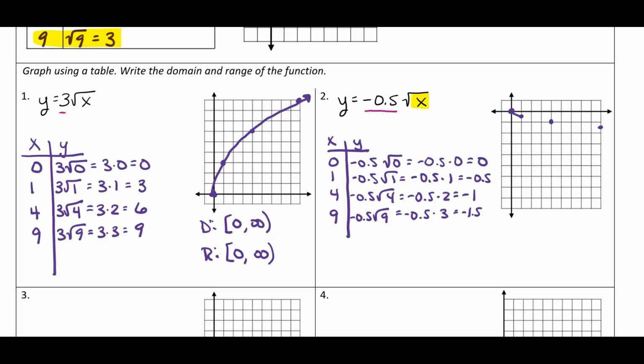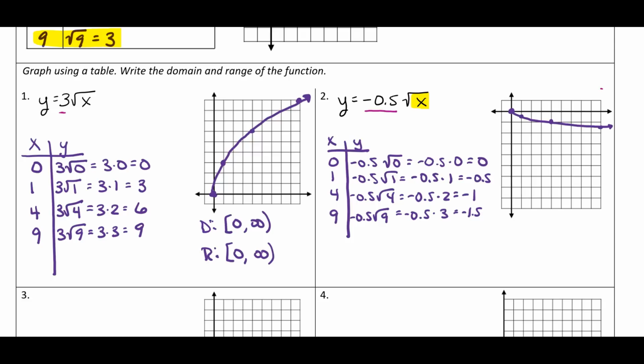So notice, just like we anticipated, this graph is reflected, which means we're using the bottom portion of it. It's not up top here. So our normal parent graph goes something like this. So this one was reflected down over the x-axis, and notice it's shrunk down as well. It's not going up nearly as quickly as my parent graph does.